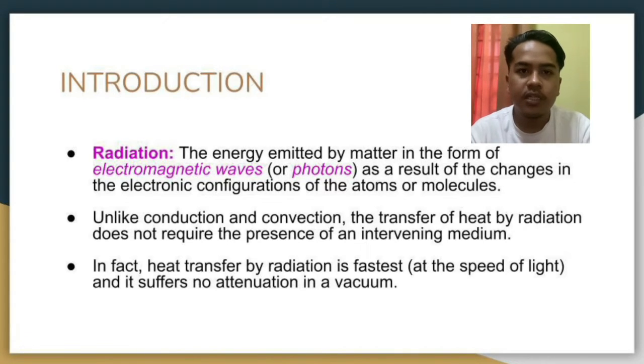DD180087. Okay, so for today, I would like to present about the introduction of our project. It is about the radiation.